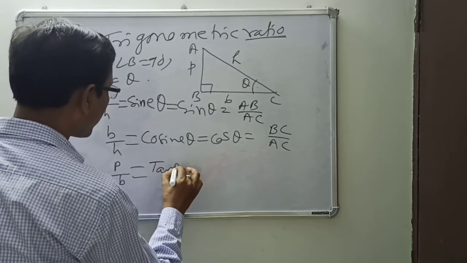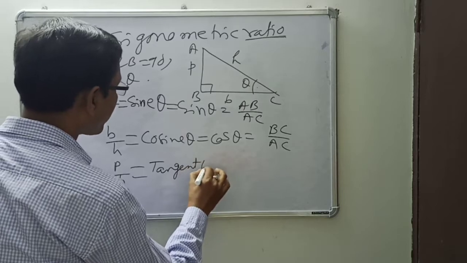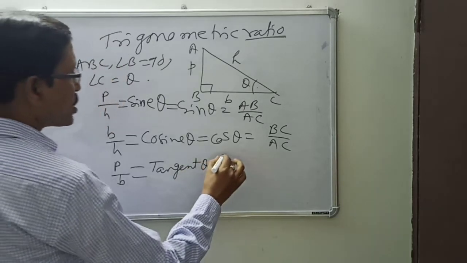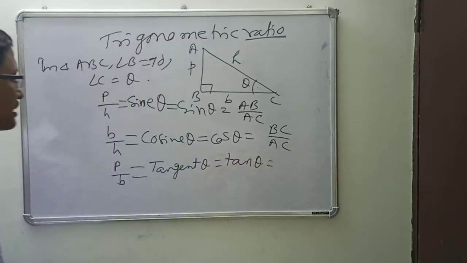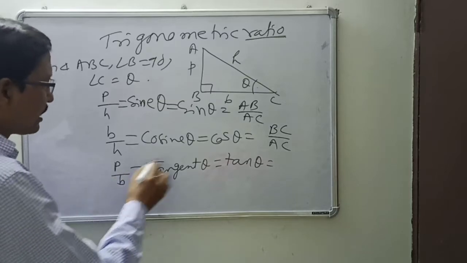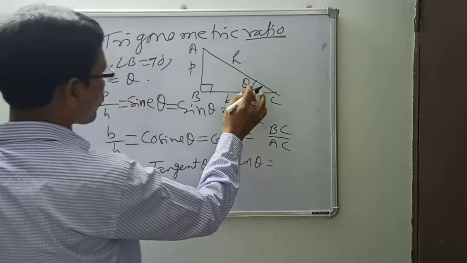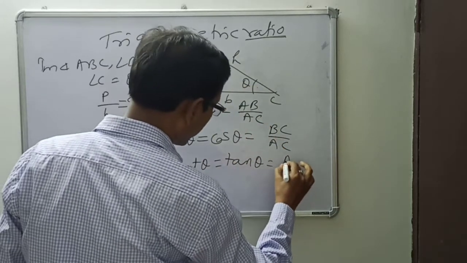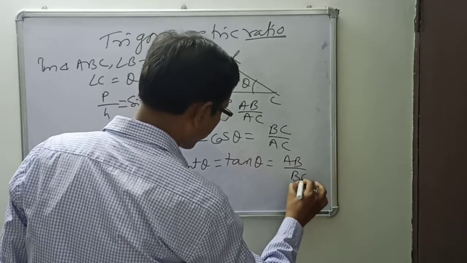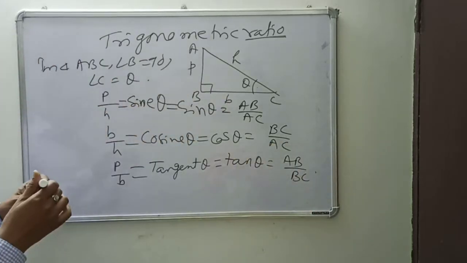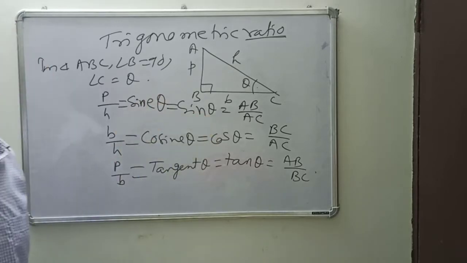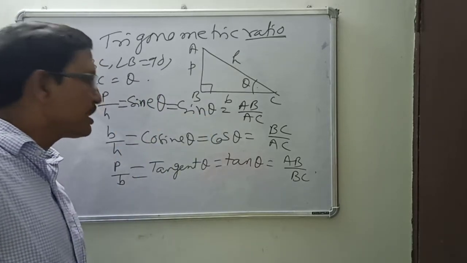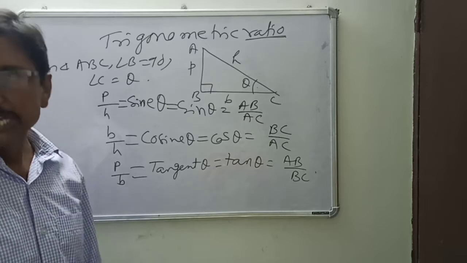The ratio of perpendicular and base with respect to theta is known as the tangent theta. In short we say tan theta. For this figure the perpendicular is AB, so it is AB by BC. So the main three ratios you got: sin equals P/H, cos equals B/H and tan equals P/B.